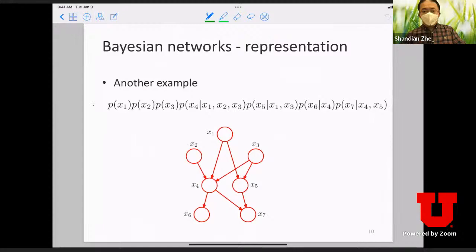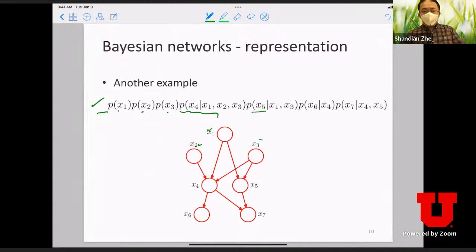Okay, now we can take a look at this example, a similar but more complex example. We have 7 random variables, x1 to x7. Here is the joint probability. We can see that x1, x2, and x3 don't have any conditional part, they condition on empty. So when you draw their nodes, x1, x2, and x3 don't have incoming edges. They don't have parents. Then x4's distribution is conditioned on x1, x2, x3. That means when you draw x4, you should connect x1, x2, and x3 to x4. So it has 3 parents.